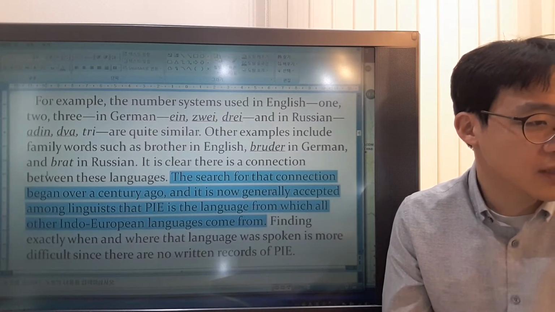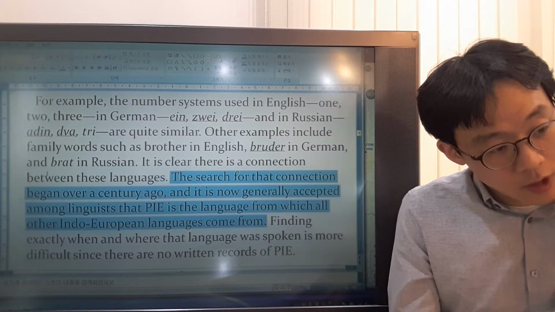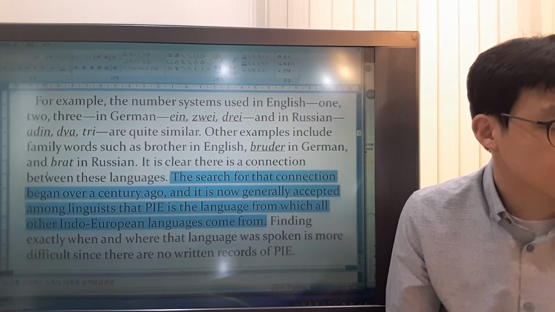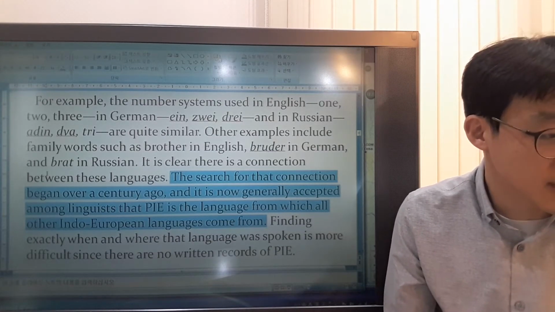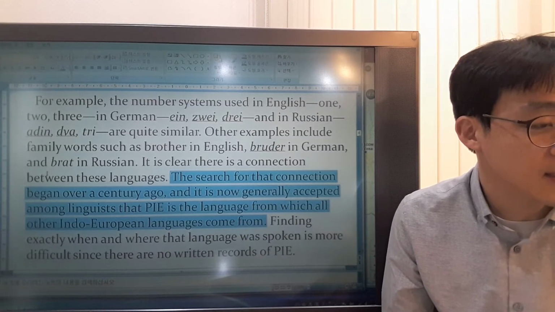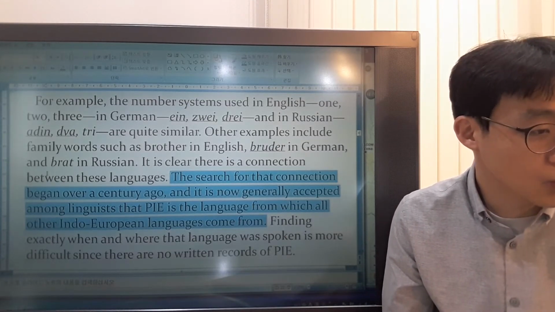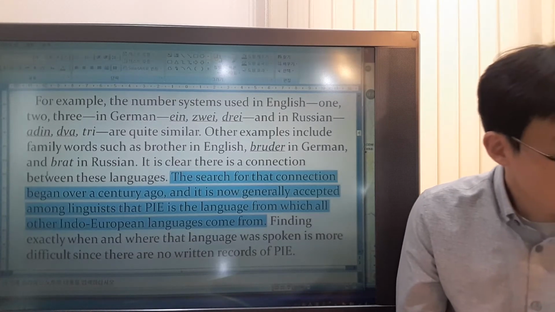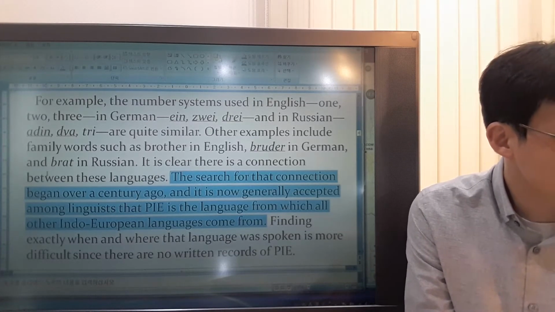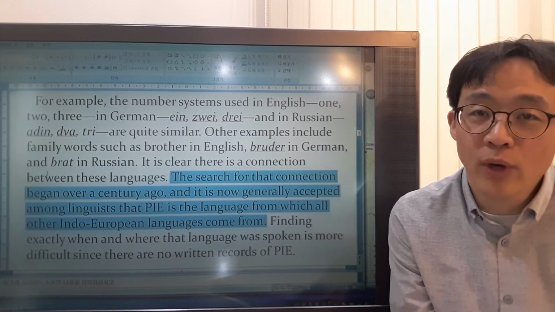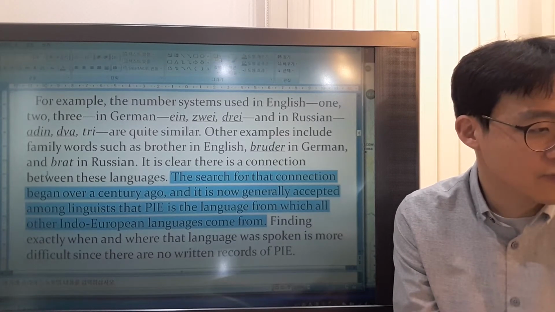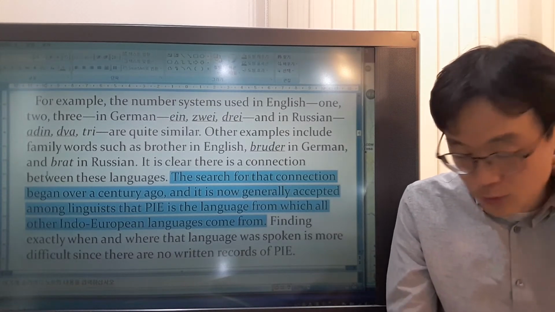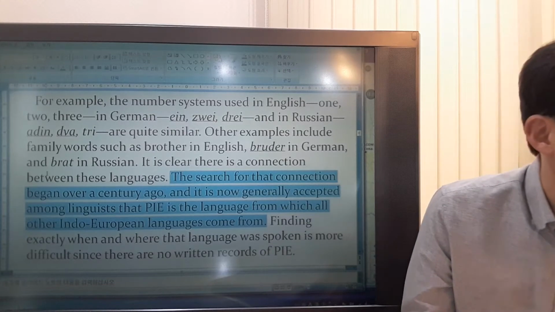The search for the connection began over 100 years ago, and now the linguists generally accept that PIE is the language from which all the other Indo-European languages came. Finding exactly when and where that language was spoken is very difficult because there are no written records of PIE. Why? Because it was spoken too long ago. Okay?